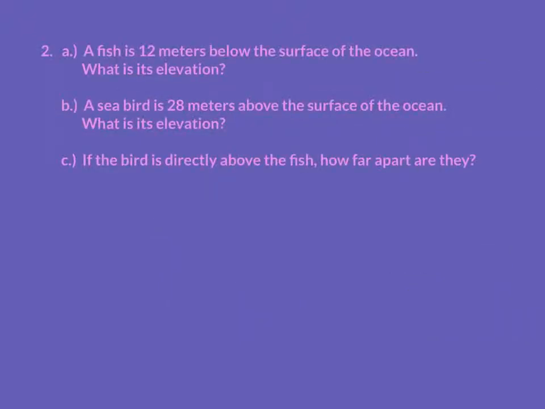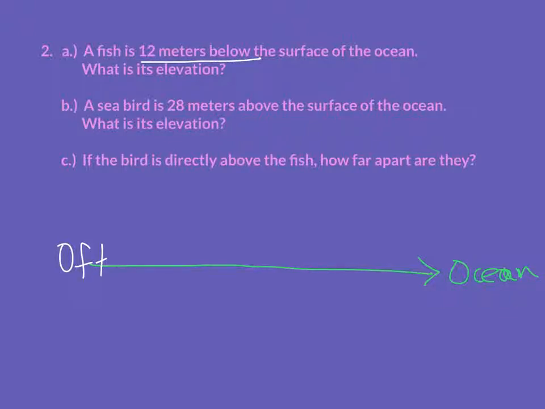Okay, so we have a fish that's 12 meters below the surface of the ocean. What is its elevation? Okay, so we should start off by deciding this is the ocean level. And we know that our ocean is always at 0 feet. And a fish is 12 meters below the surface of the ocean, so that means it would go down 12 meters. And if it's going down, the place that it gets to would be negative 12. So the answer here is negative 12 meters.